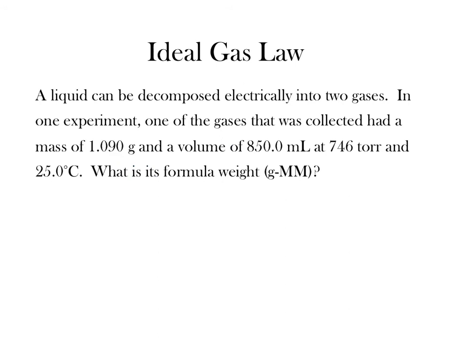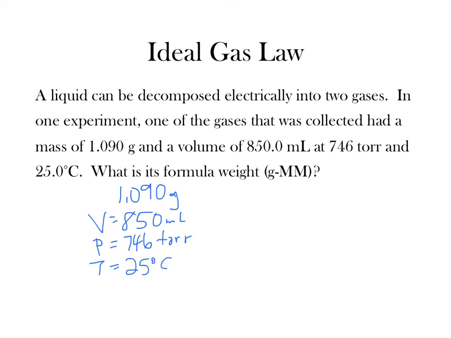Let's look at another. A liquid can be decomposed electrically into two gases. In one experiment, one of the gases that was collected had a mass of 1.090 grams, volume of 850 milliliters, pressure of 746 torr, temperature of 25 degrees C, R of 0.0821 L·atm/(mol·K). What is the formula weight, or GMM?